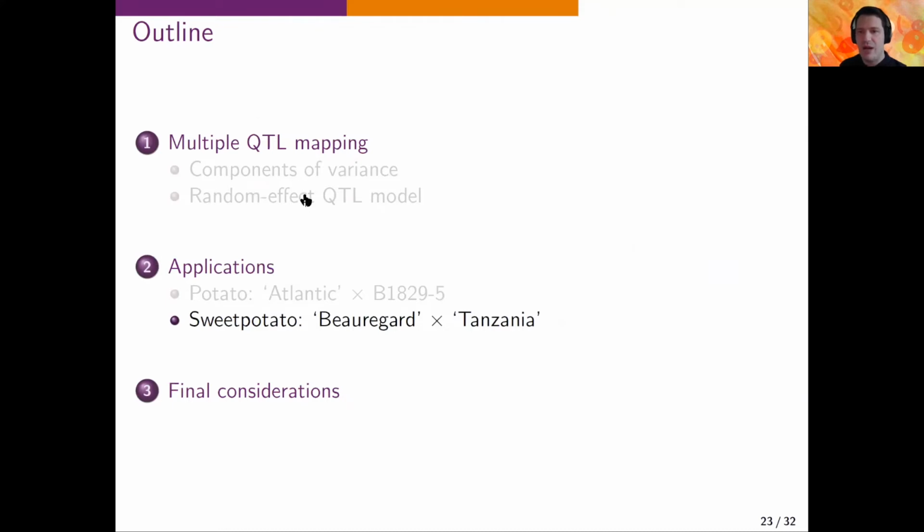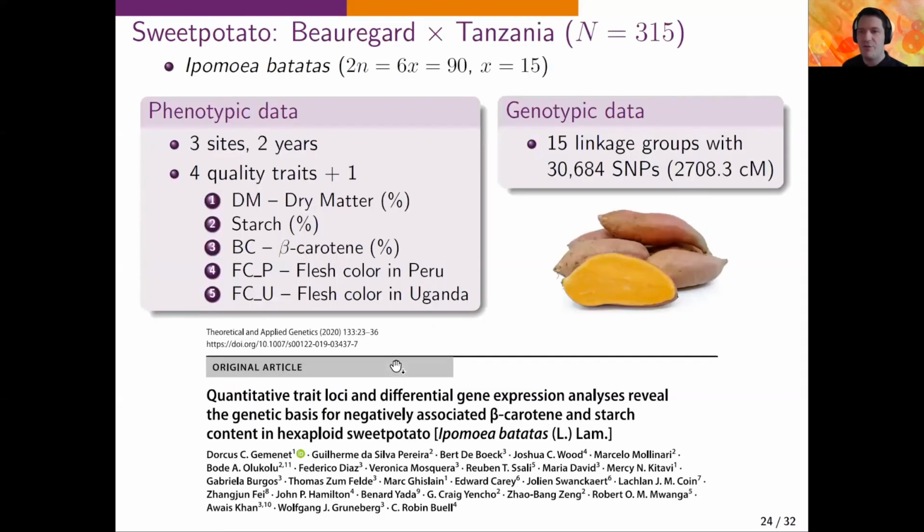Going now to our next population of autopolyploid sweet potato, right? So it's another full seed family from the cross Beauregard by Tanzania. Beauregard is an orange-fleshed and Tanzania is a cream-fleshed cultivar. We also phenotyped this population for several traits, and here we are showing some quality traits, right? Dry matter is positively correlated with starch, and beta carotene is positively correlated with flesh color, and starch has a negative correlation with beta carotene, right?